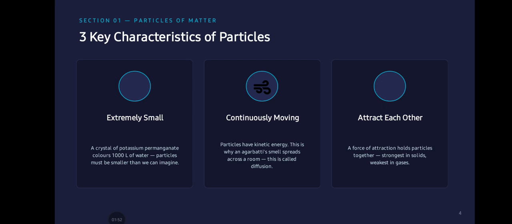There are 3 key characteristics of particles. Extremely small: a crystal of potassium permanganate colors 1000 liters of water. Particles must be smaller than we can imagine. Second, continuously moving. Particles have kinetic energy. This is why an agarbatti's smell spreads across a room. This is called diffusion. Third, they attract each other. A force of attraction holds particles together, strongest in solids, weakest in gases.